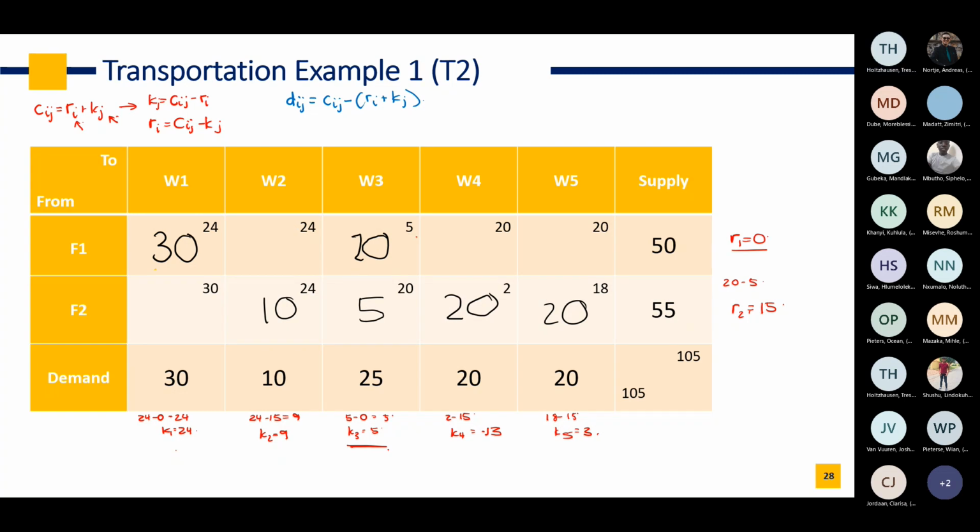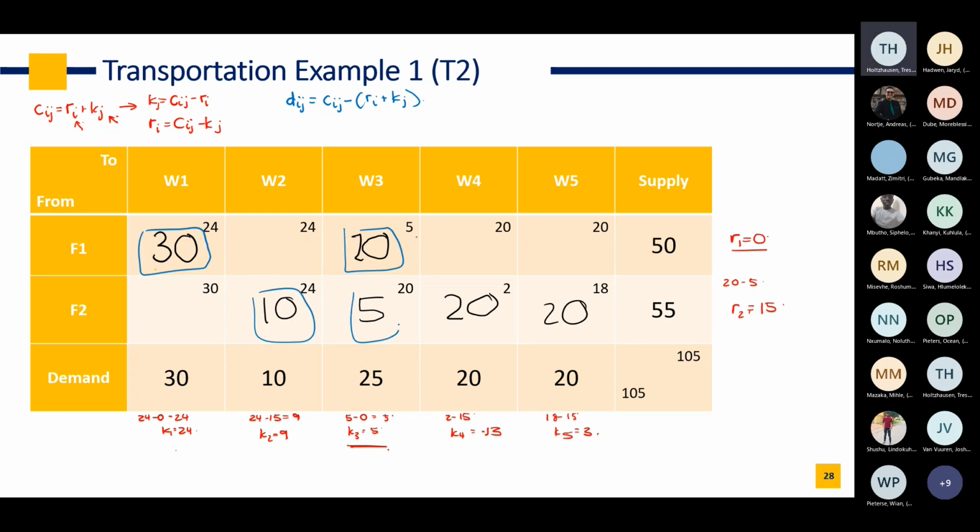I just want to ask, why do you skip some of the blocks like W2, W4, W5, and then W1 for F2? Okay, so when we work out the rows and the columns, we can only use the ones that have values inside of them. So we can only use those to work out our R's and our K's. And that is to do with the fact that those are the ones that are utilized in our solution. They're the non-zero values.